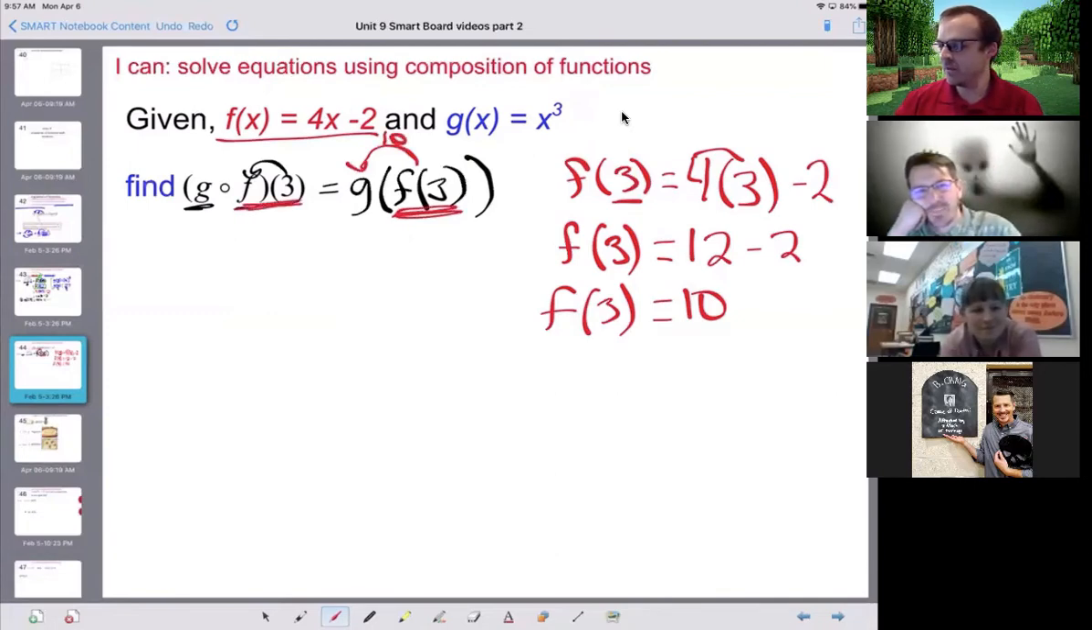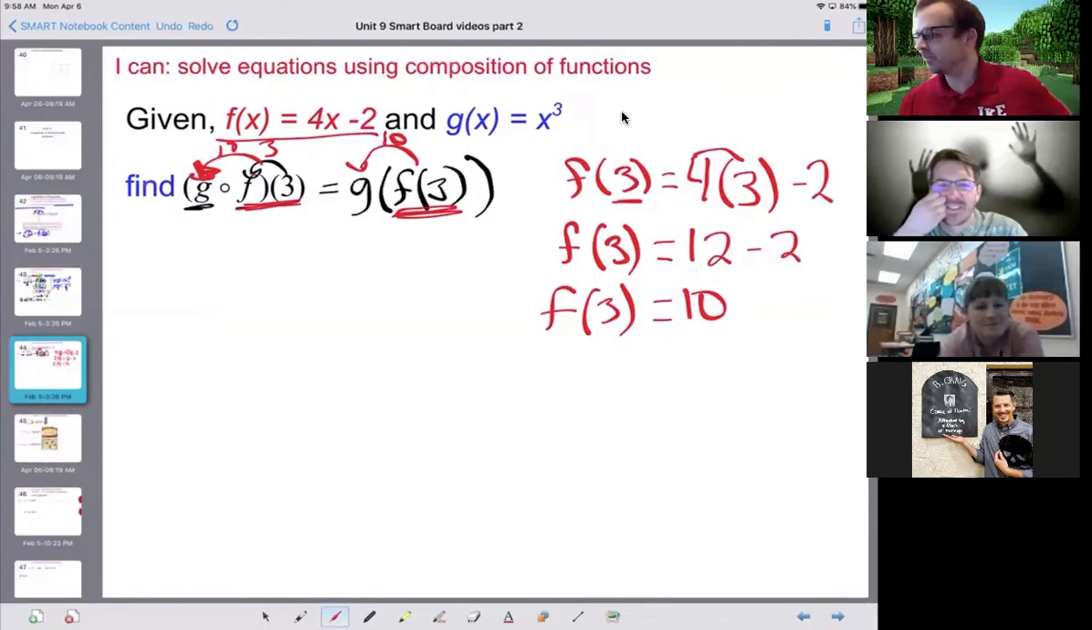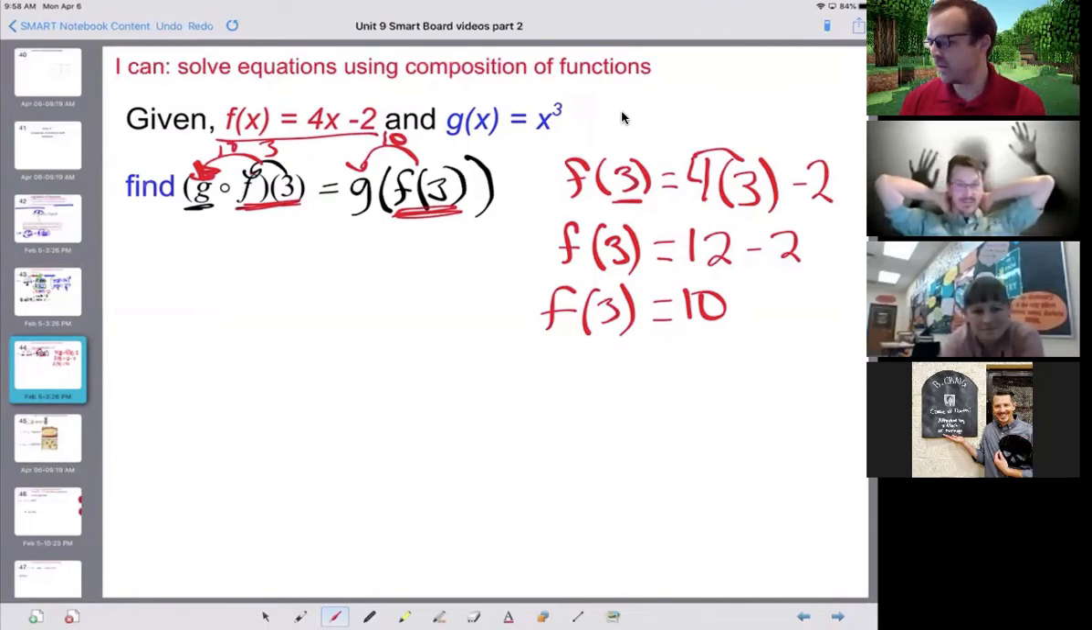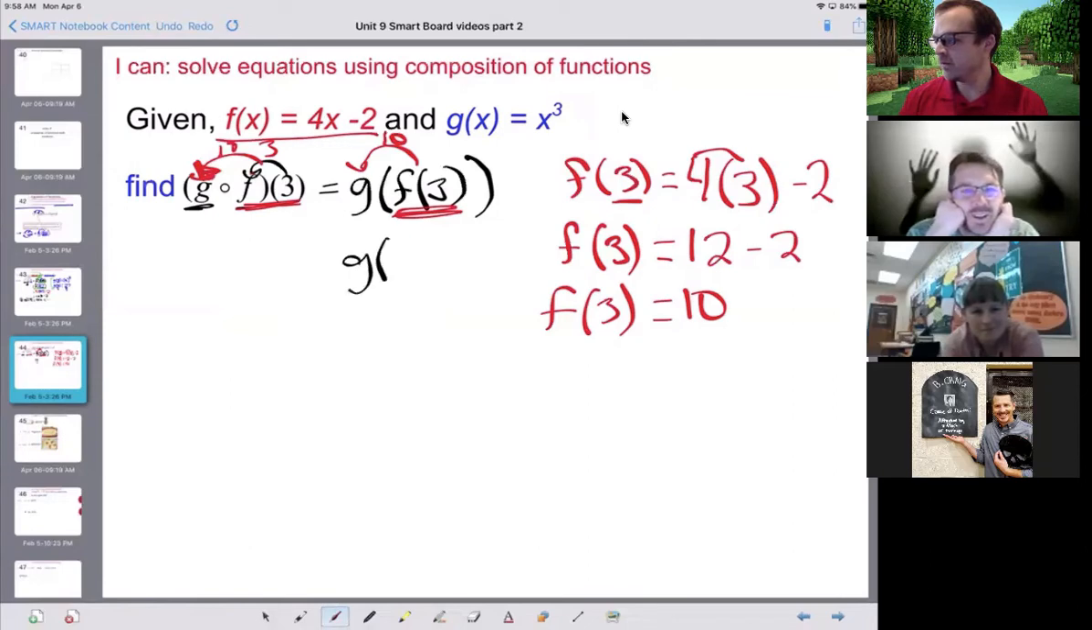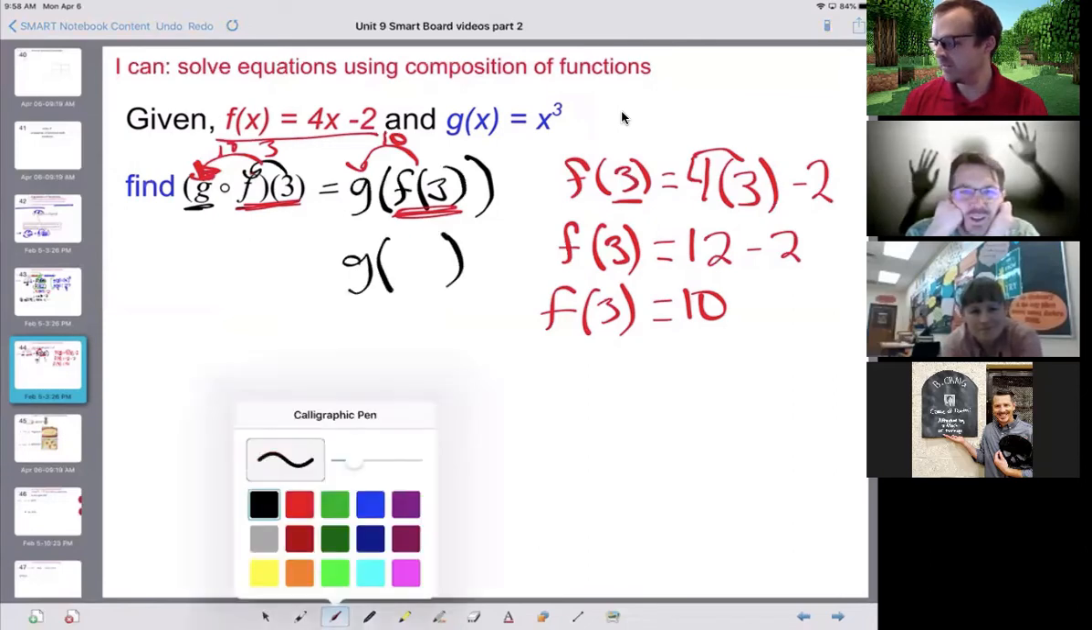We found f of 3. We plugged 3 into f. And now we got out a 10, so now we need to plug in, and that is a horrible arrow. There we go. So we need to plug a 10 into g here. So let's do that real quick. So g of, what are we plugging into g this time?